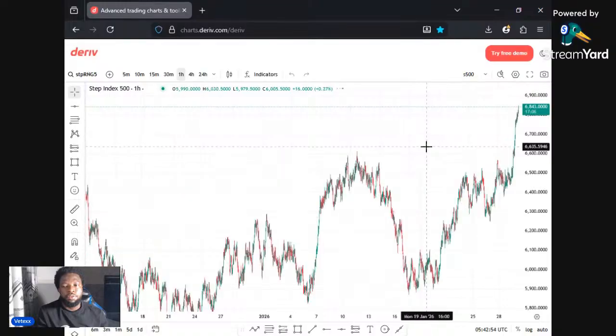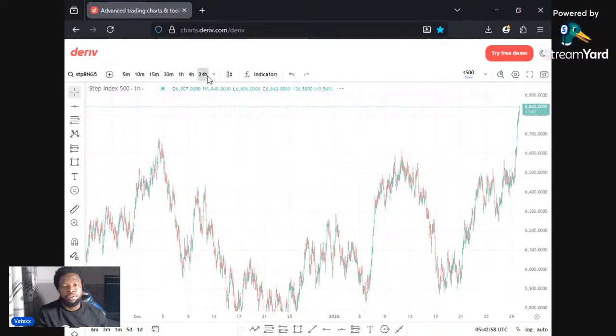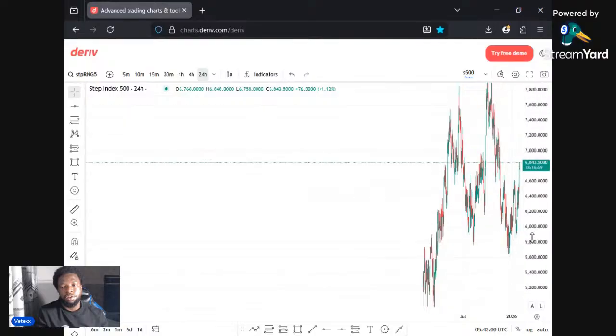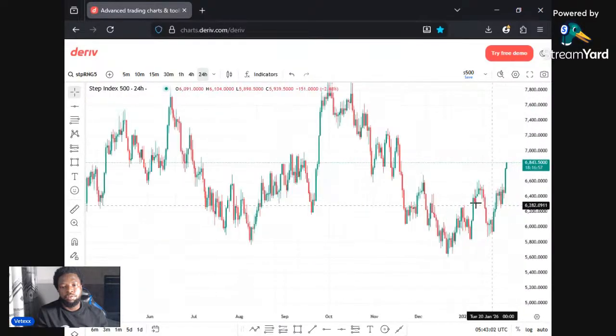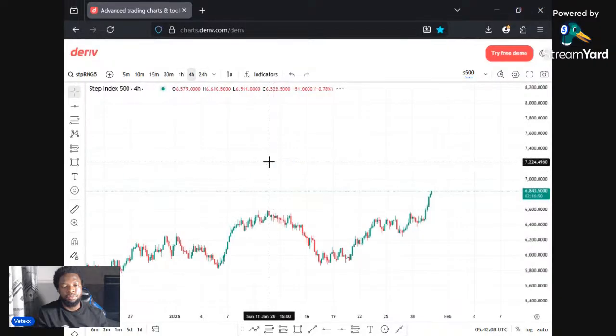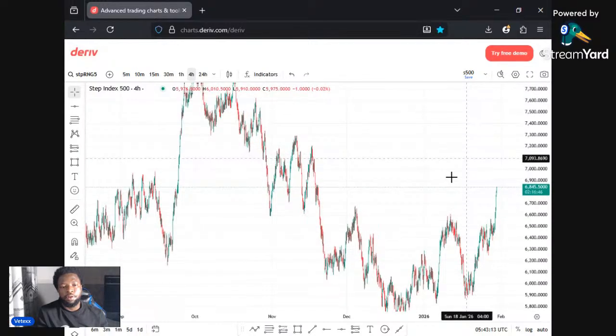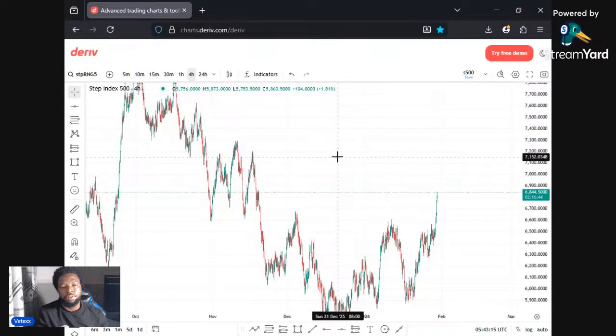What do you have on Step 500? Step 500 on the weekly time frame is bearish. On the 24-hour time frame too it is bearish. So let's check the 4 hour time frame and see if we're going to find anything good. If you don't see anything on the 4 hour time frame, we are going to be sitting on our hands.